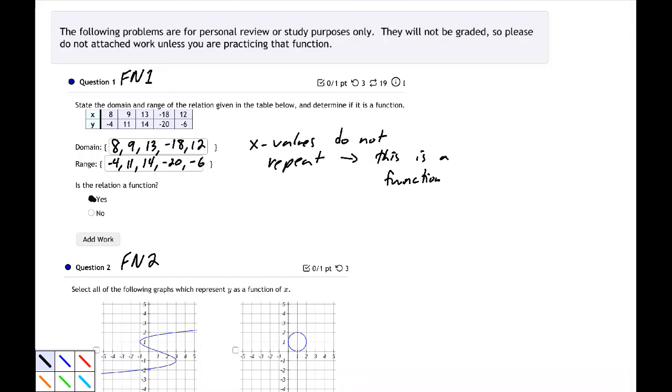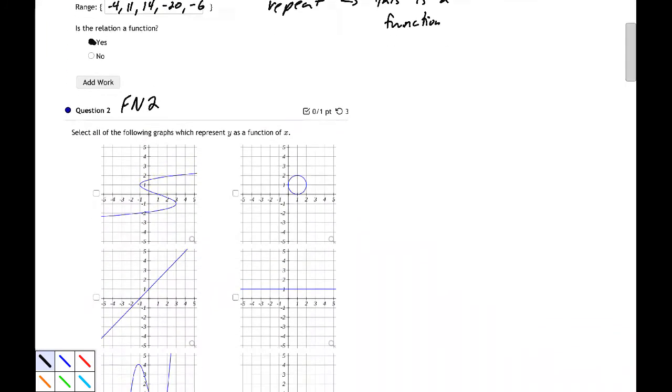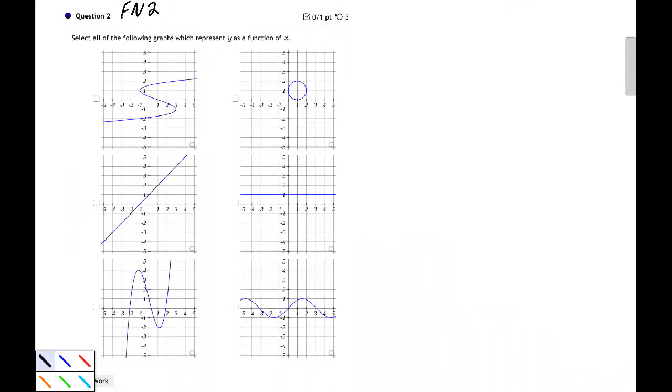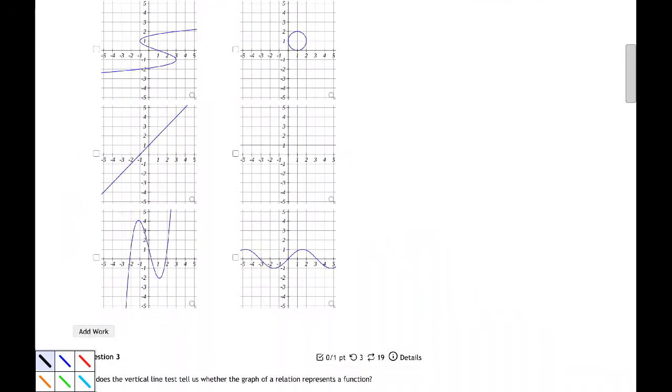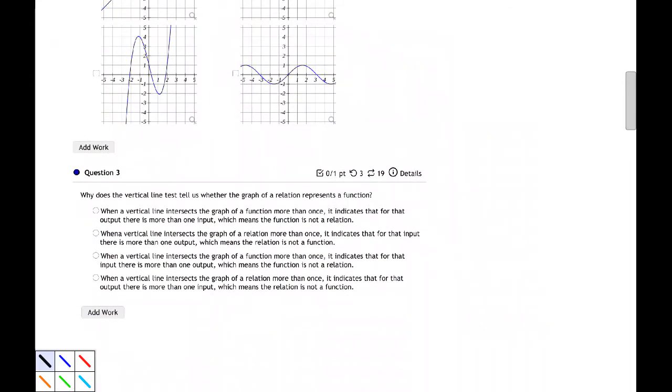All right, now for FN2, this is determining if a graph is a function. We have 6 graphs, and we want to use the vertical line test. Now I'm actually going to move to question 3 to help answer this. Question 3 is on the same objective, and you will see this question again.